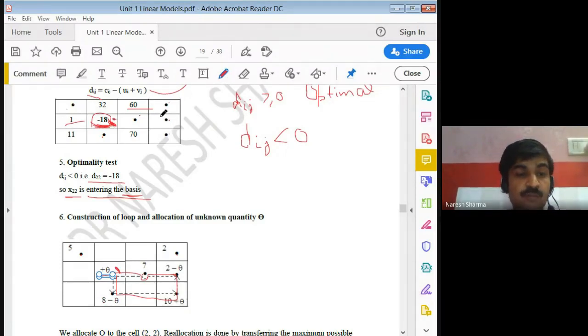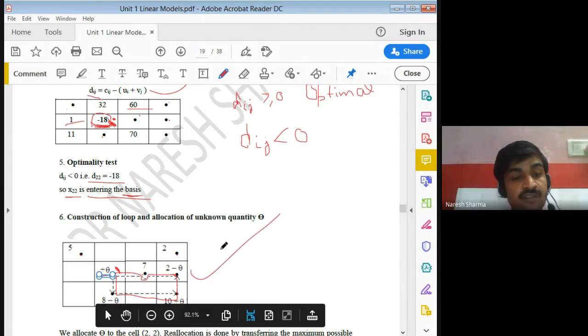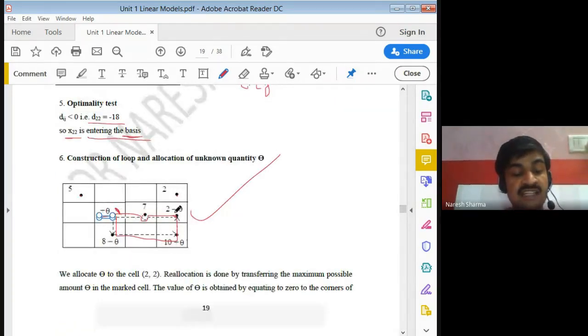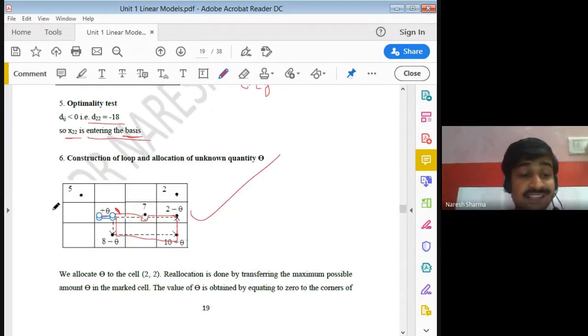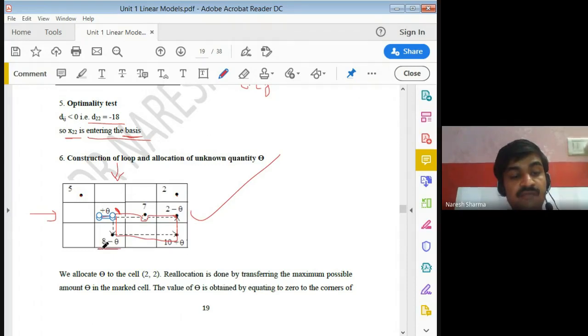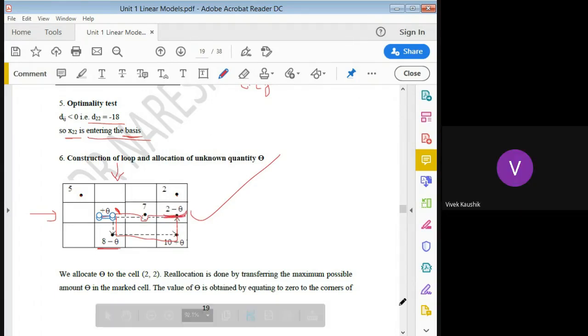So the number of basic variables is 6 only, so one should go out, so that we are choosing from this procedure. So here when you add theta and here you subtract theta, then again add at this corner and again subtract at this corner, so that in each row and column the total availability and requirement should be balanced. So for this, we can choose the minimum of these, those having the minus sign, corner points, right? So we equate these corners equal to 0.